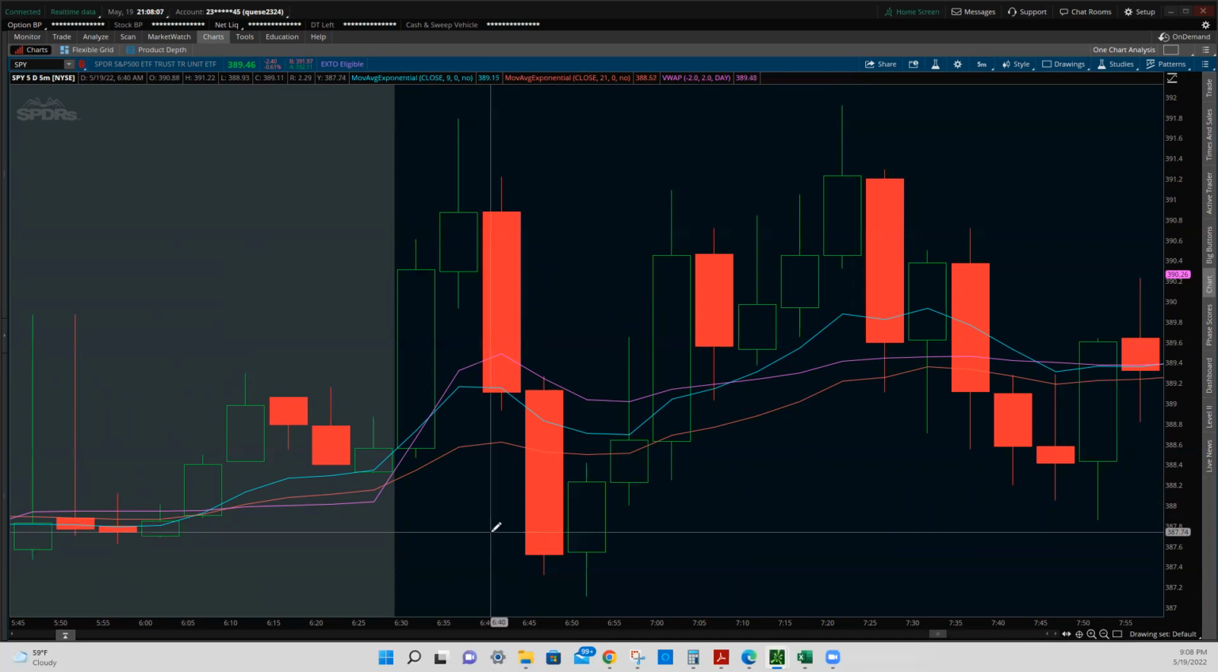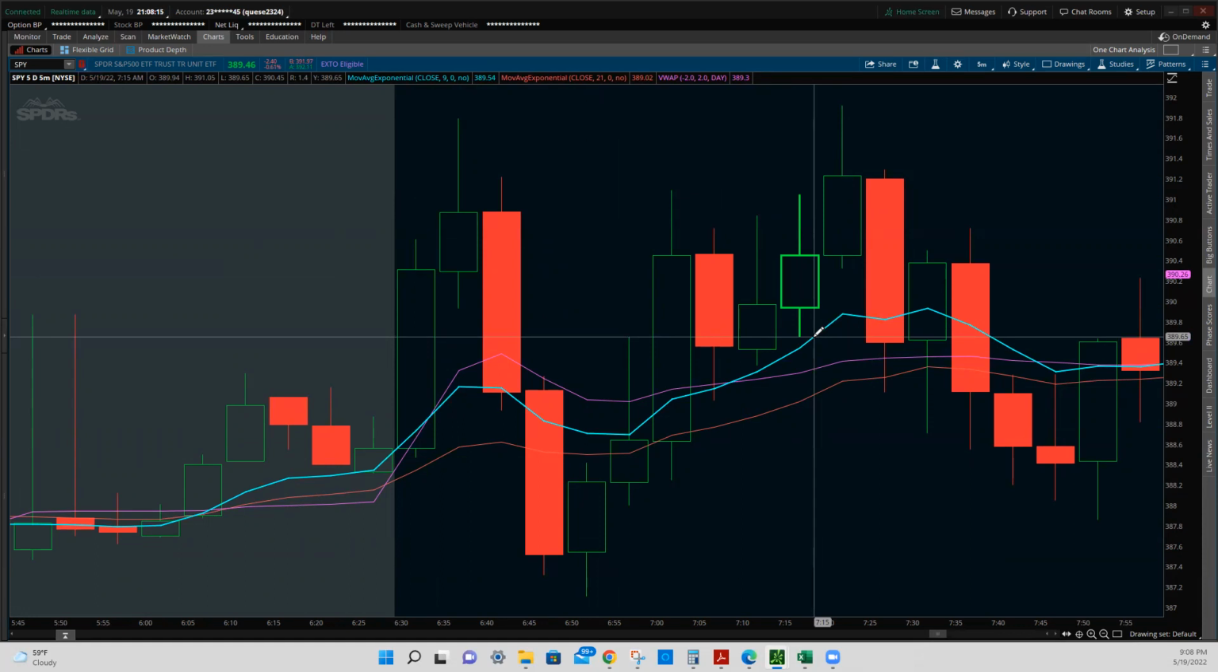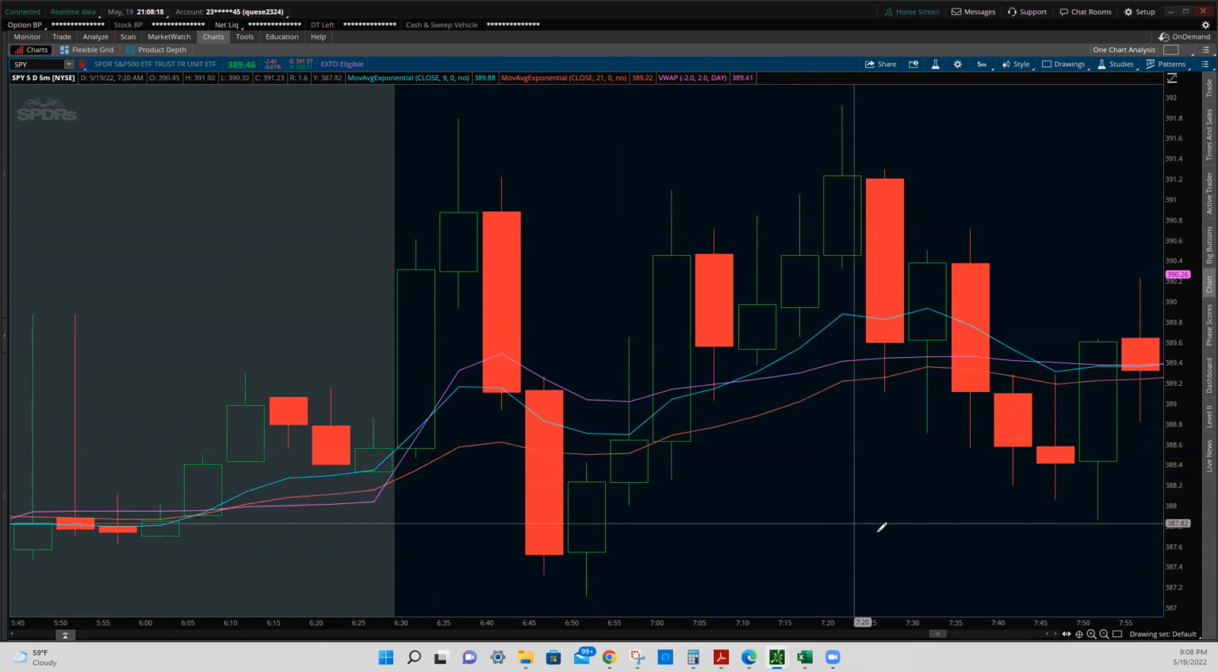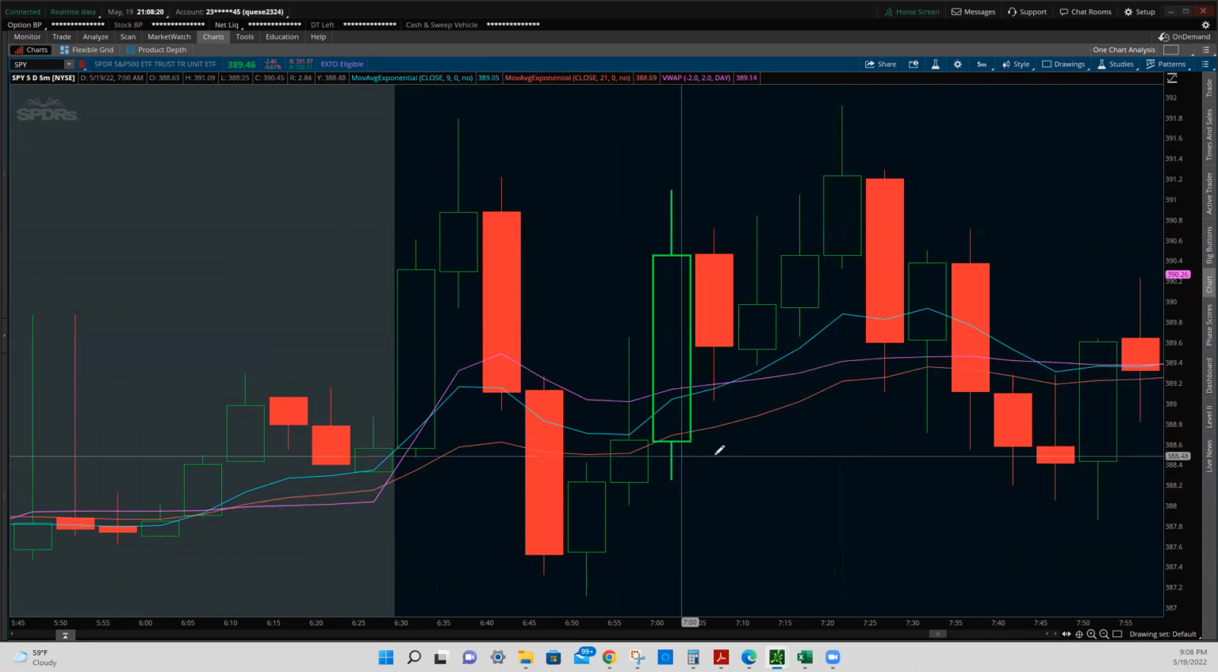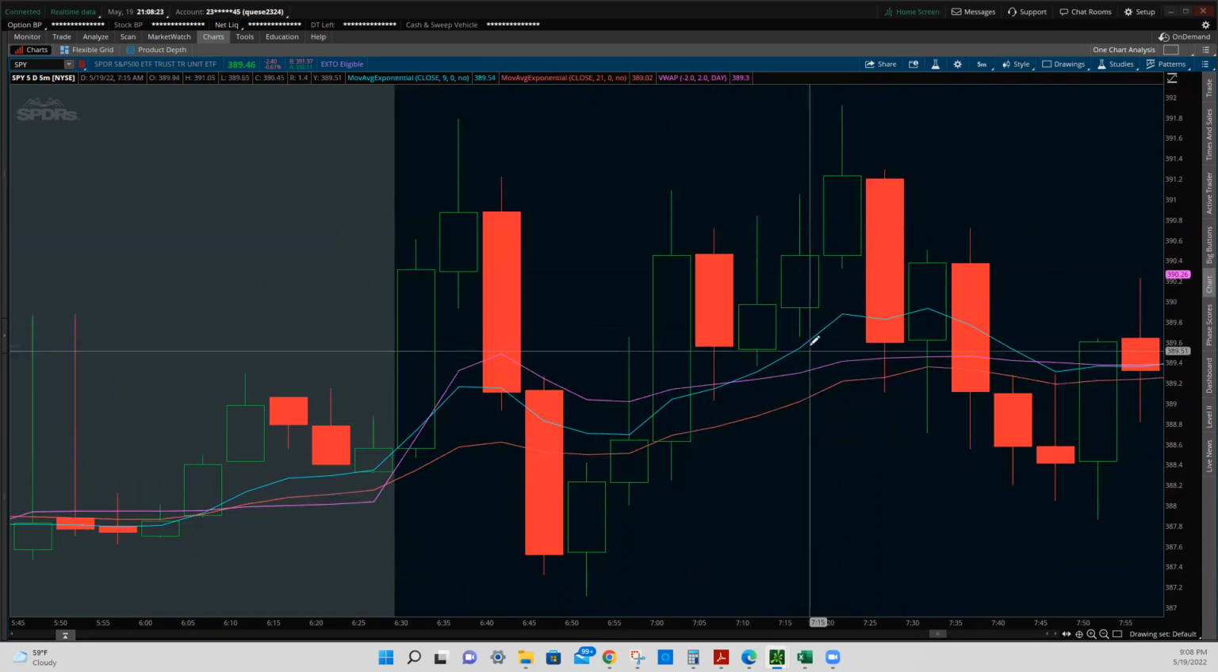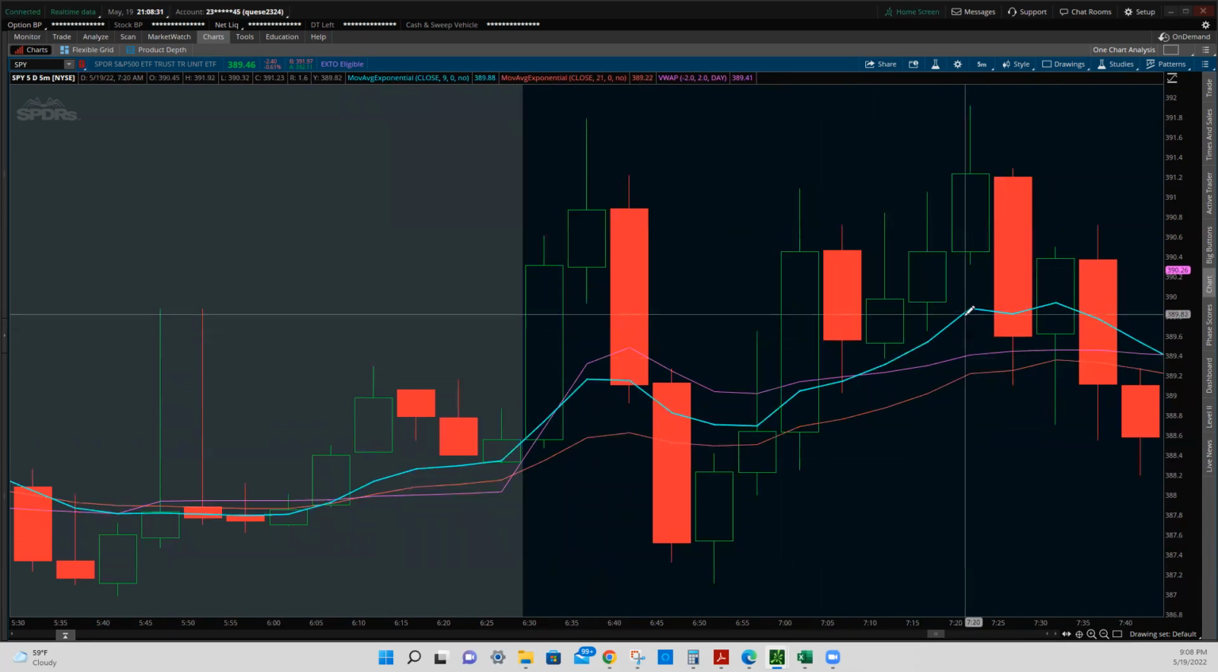So if I'm bullish, meaning I want to buy calls, I want to see the blue line above the red line and above the purple line. And if I'm bearish, it's going to be the opposite. I would want to see this blue line beneath the red line and the purple line. It's as simple as that. So when I see that on my charts, I know that's a signal for me to start looking for either a buying opportunity or a selling opportunity.